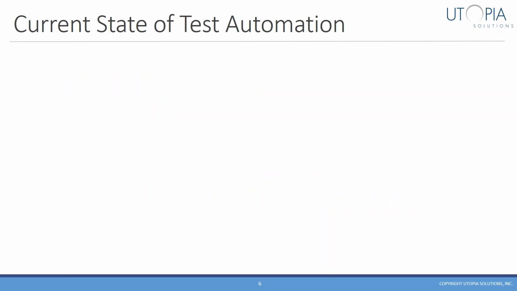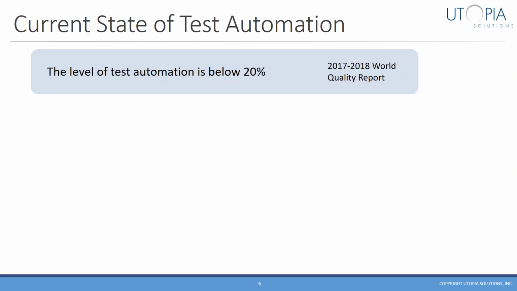So let's look at the current state of test automation through some, I think, very eye-opening statistics. First, according to last year's World Quality Report, the level of test automation in general is below 20%. And the context of that statement is that all the potential testing activities that could be automated, less than 20% are. Now, while that's pretty disappointing, considering the vast amount of resources expended, it also points to huge opportunities for us as IT leaders.